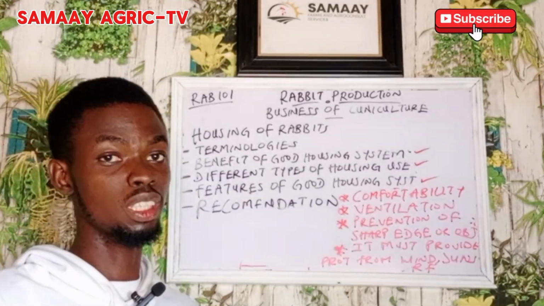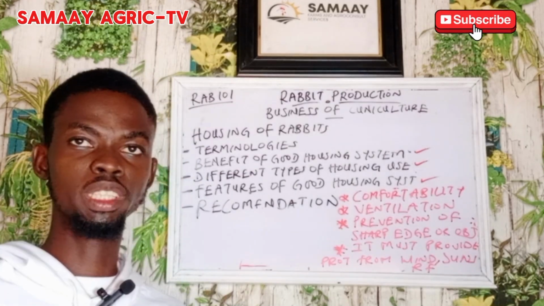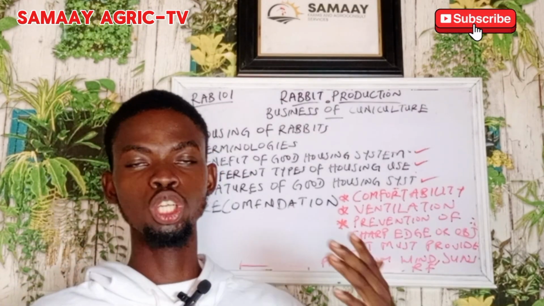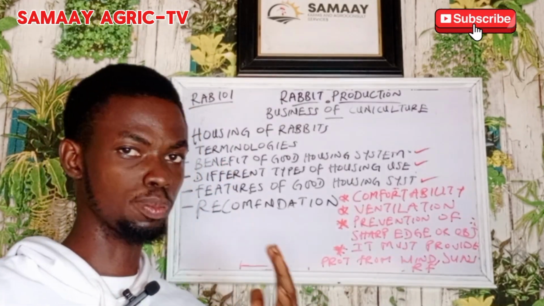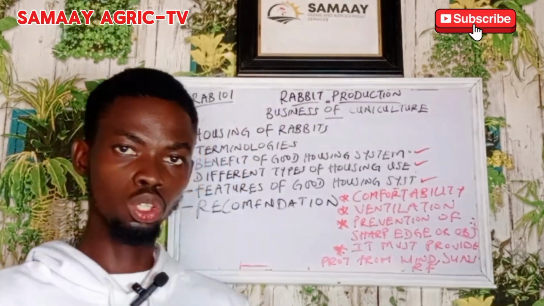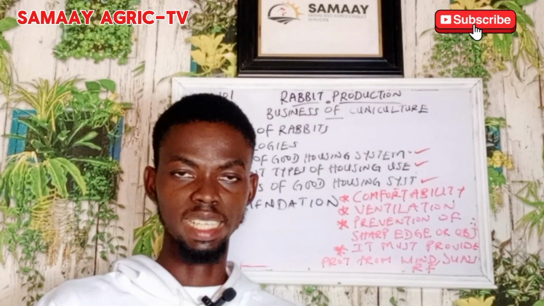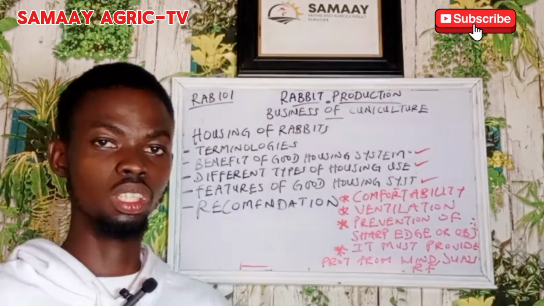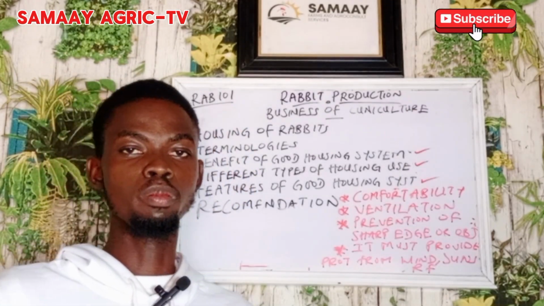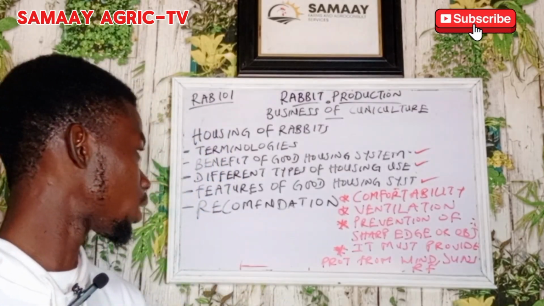So, a good housing system also must be spacious, so that when you are placing the kindling box or the nest box inside, it must still give room for the rabbit to walk around the cage. So it must not be too tight, and don't maneuver the cage in such a way that the rabbit will not be comfortable inside the cage.